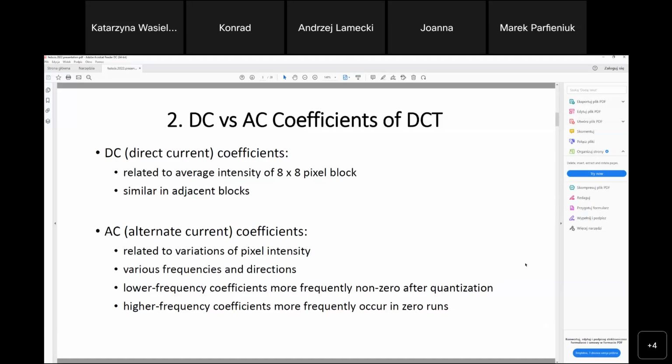On the opposite, AC coefficients are related to variations of pixel intensity. They represent variations in various frequencies and various directions. Lower frequency AC coefficients are more frequently non-zero after quantization, while higher frequency coefficients are more frequently zero valued and occur in runs of zero coefficients.